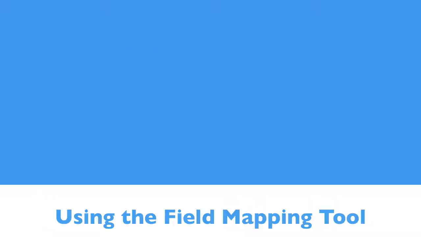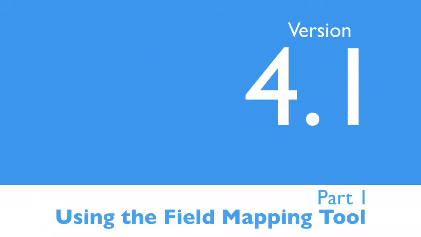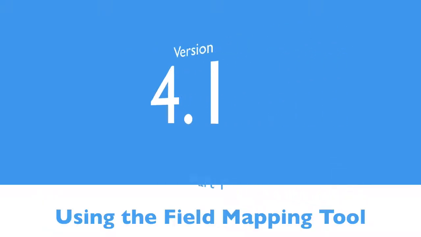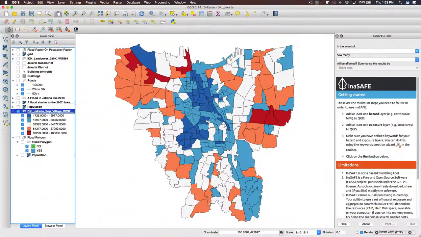In this episode, we're going to be talking about how the value mapping tool works in InaSAFE 4.1. This is a new feature that we've added, which allows you to define complex relationships between population data in your data set and the meanings of those data.